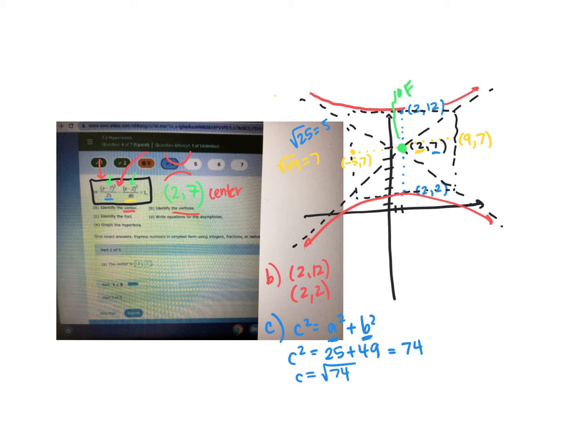But if you think about what I did, I went up square root of 74. That's what the c stands for. So if I am at a y value of 7, my focus will be at still x value of 2, but it'll be 7 plus that square root of 74.